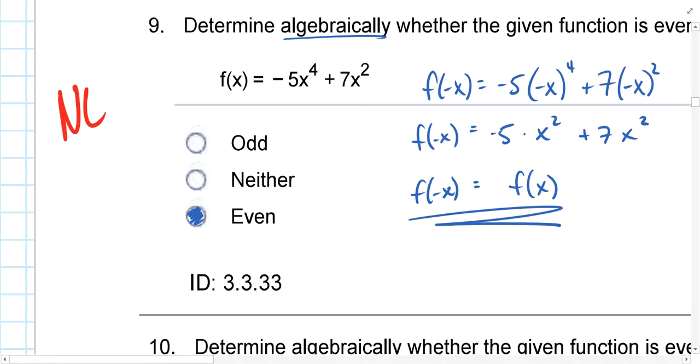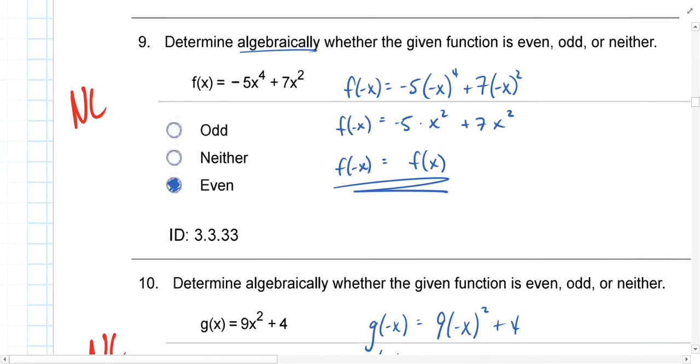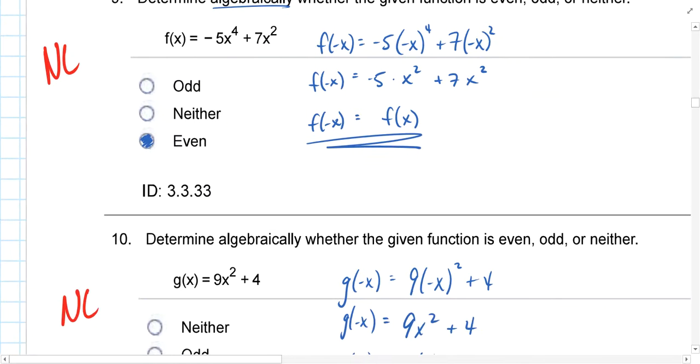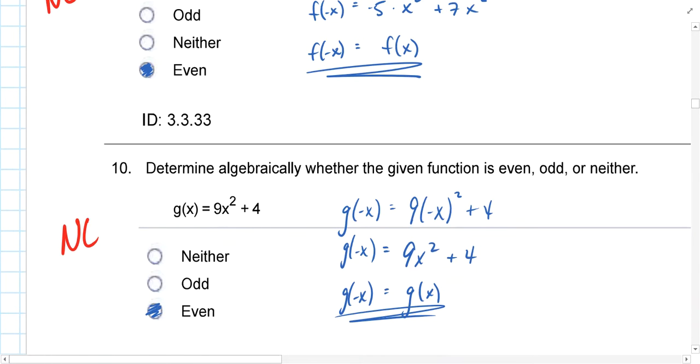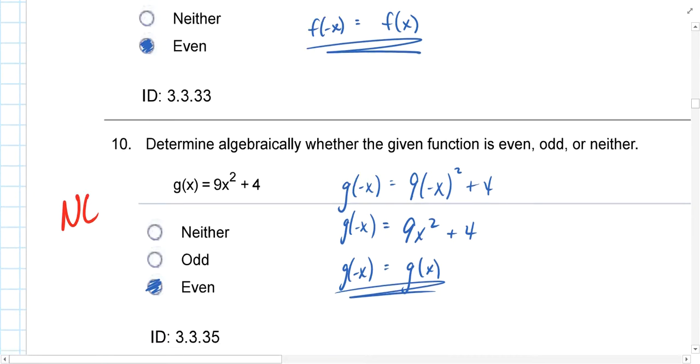For question 9 and 10, since the instructions said to determine algebraically, then that would imply that we're talking about a no calculator question. We addressed these in class, and the work that I've shown here simply substitutes a negative x value in place of x in the original function, and we would simplify. In both of these cases, the simplified result ended up being the same as the original function. Therefore, we were dealing with an even function.